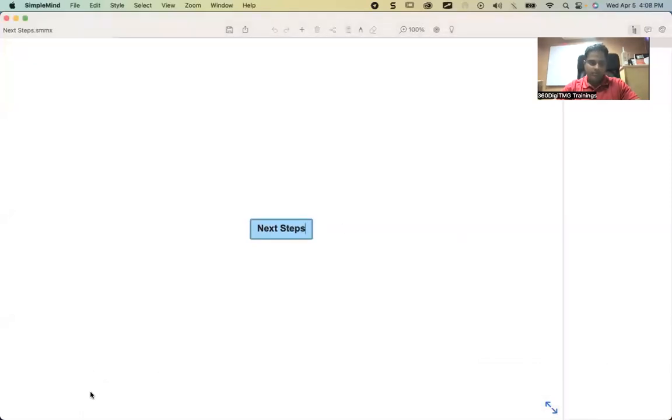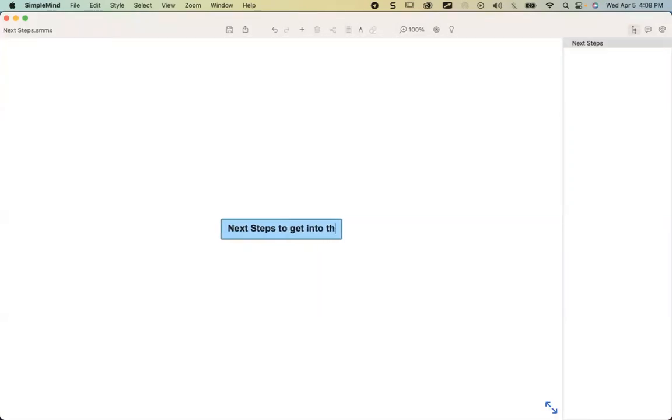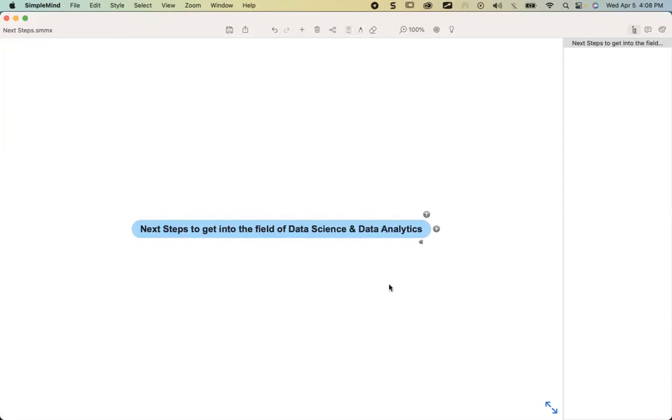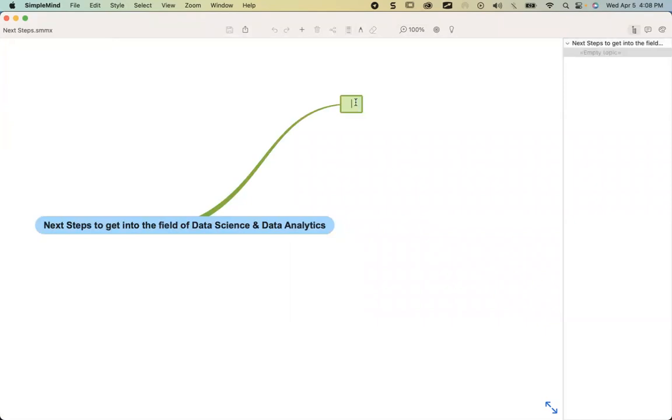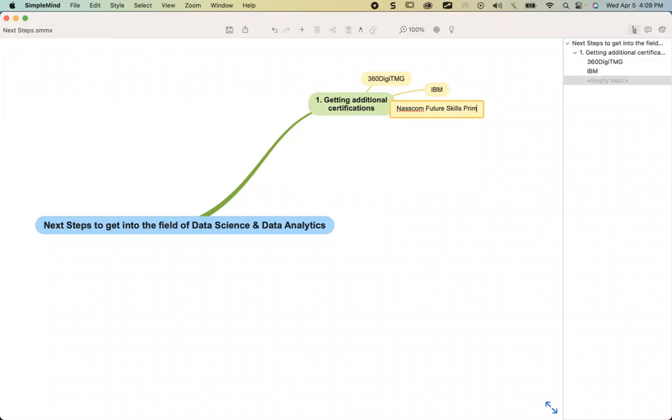So friends, next steps to get into this field of data science and data analytics, okay? What I feel from my perspective is that once you're done with your project, you're doing a lot of things, right? While you are getting those additional certifications, okay? And you're getting these additional certifications from 360DigiTMG, of course you'll get that, from IBM, from NASSCOM, Future Skills Prime. Okay, you're clearing Python and you're also clearing data science.